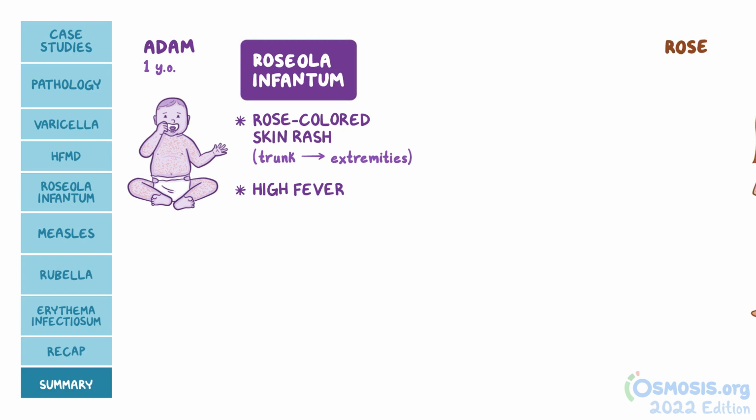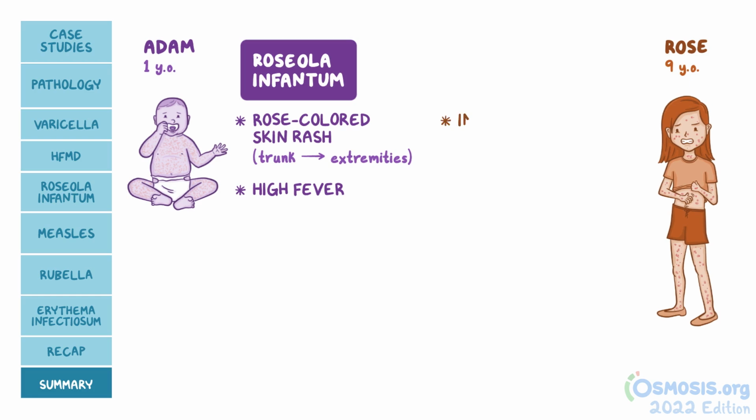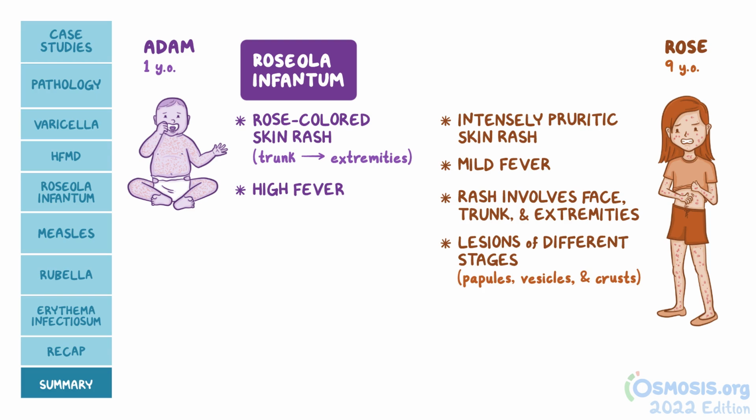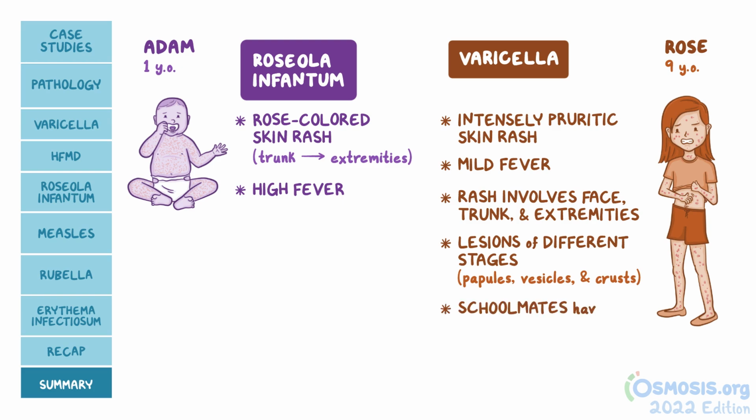Next is Rose, a 9-year-old girl who came in with an intensely pruritic skin rash that appeared after having a mild fever and involves her face, trunk, and extremities. A key point is that her skin rash presents with lesions in different stages, including papules, vesicles, and crusts. These are unique findings of varicella, which is supported by the fact that several of Rose's schoolmates have the same rash.